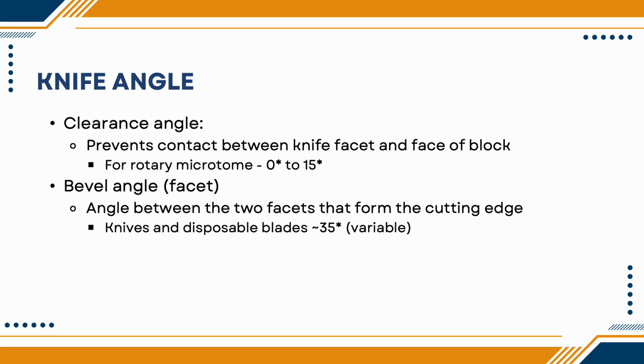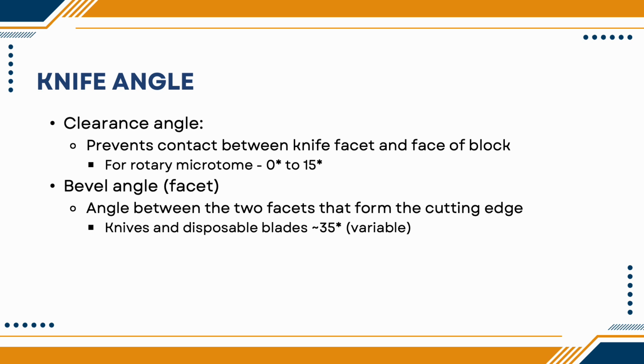For this slide, I want you to be familiar with the terms clearance and bevel angles because this is often asked in the board examinations. So, clearance angle prevents contact between the knife facet and the face of the block. For a rotary microtome, it is typically around 0 to 15 degrees, whereas the bevel angle, also referred to as the facet, is the angle between the two facets that form the cutting edge. Knives and disposable blades typically have a 35-degree angle.